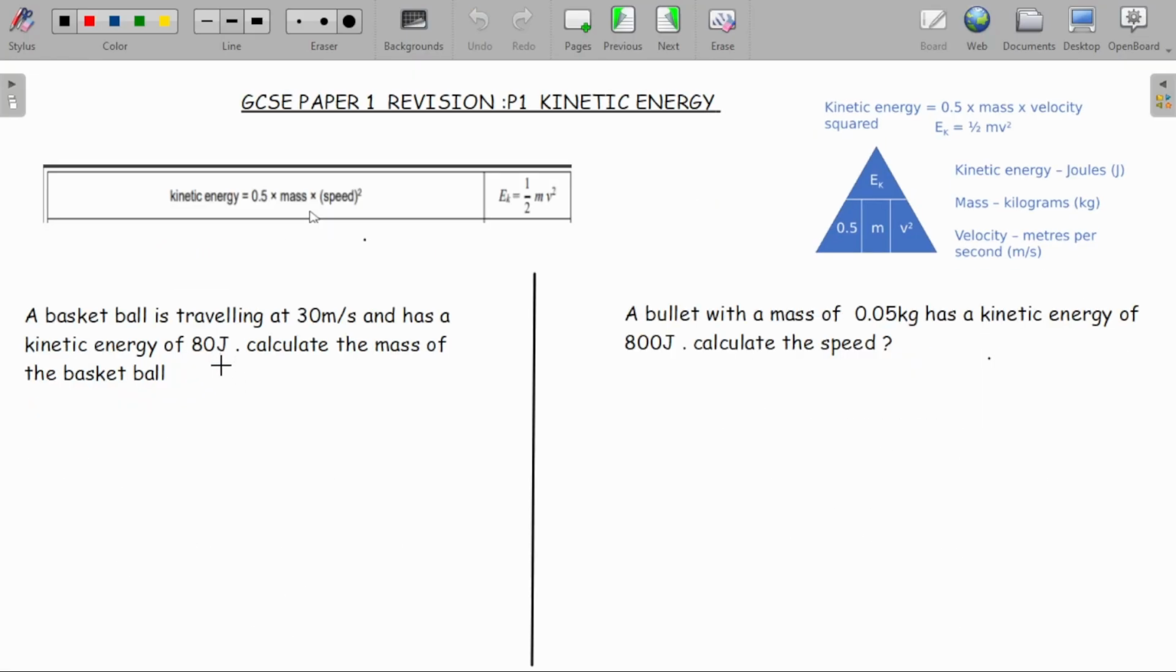For this example, you're required to find the mass of the basketball. You're given the kinetic energy as 80 joules. You're given the speed as 30 meters per second. And for a question like this, you would need to rearrange the equation, and that's where the triangle comes in. Making m the subject of the formula using the triangle, we have m equal to the kinetic energy divided by 0.5 multiplied by speed squared. Now, from the question, you're given the speed to be 30 meters per second. You're given the kinetic energy to be 80 joules.